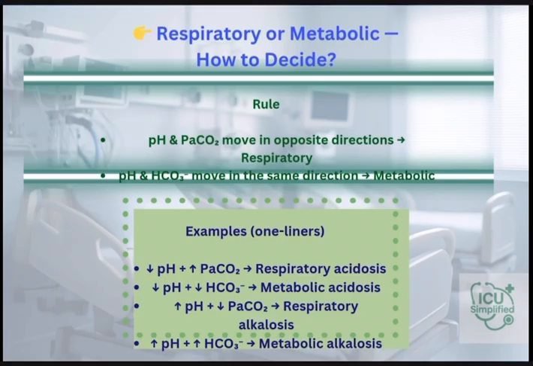For example, a low pH and a high PaCO2 indicate respiratory acidosis, while a low pH with a low bicarbonate indicates metabolic acidosis. Similarly, a high pH with a low PaCO2 suggests respiratory alkalosis, and a high pH with a high bicarbonate points towards metabolic alkalosis. Using this rule helps quickly and reliably identify the primary acid-base disorder.